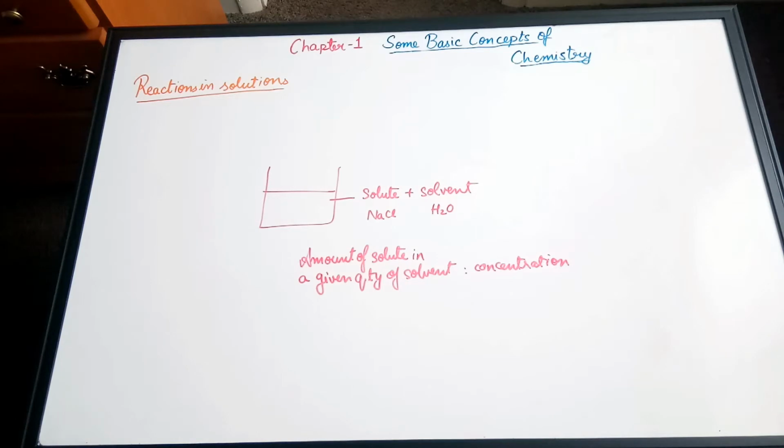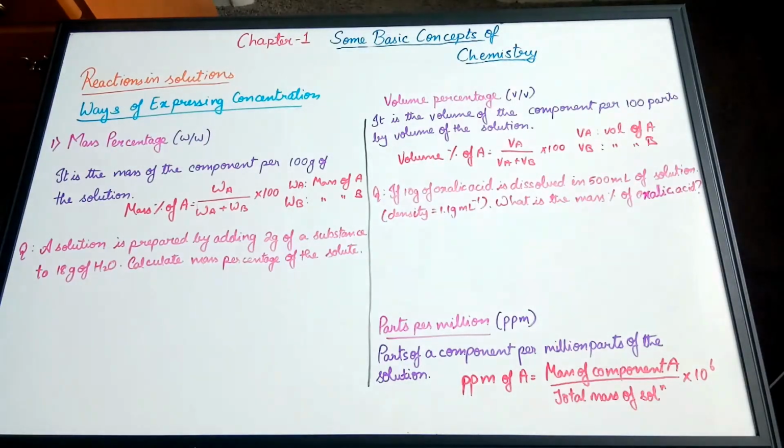So there are majorly four: mass and volume percentage. The second would be the molarity, third is the molality, fourth is the mole fraction. We will be studying about all of these. The first one we will be studying is mass percentage.